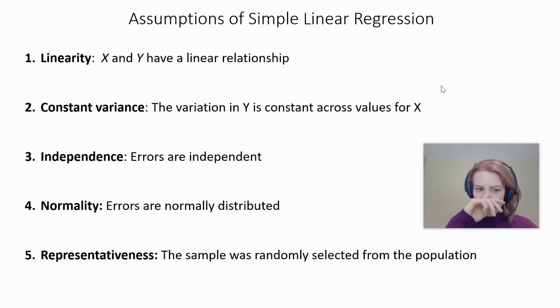Next, that our errors are independent. So remember, every individual is not going to fall right on the line. They're going to be a little above or a little below, most likely. Maybe a lot above or a lot below. But is that error independent from the next guy over and the next guy over from that?